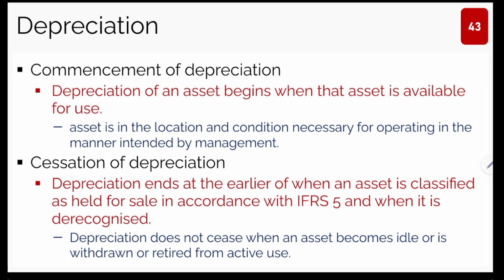But when do you stop depreciation? When either of these two happens: when an asset is classified as held for sale, and when it is derecognized. When an asset is classified as held for sale, it means the asset is no longer in use, so depreciation has to stop. Or when the asset is derecognized and does not bring in economic value again, depreciation stops. However, depreciation does not cease when an asset becomes idle or is withdrawn or retired from active use.